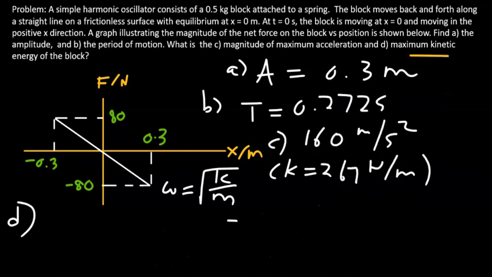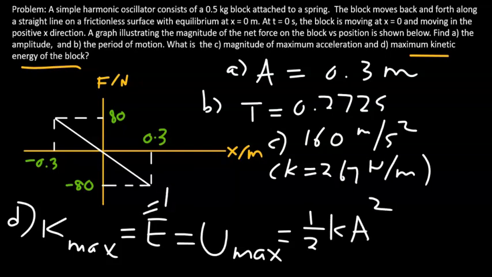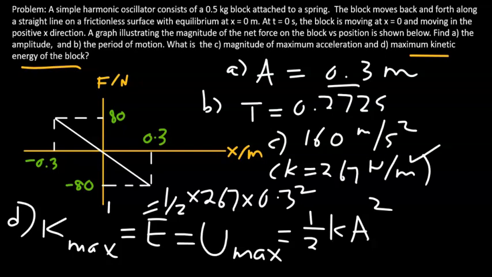Now part D, maximum kinetic energy of the block. From energy principles, we know the maximum kinetic energy of the block is given by the total mechanical energy, which can be the same as the maximum elastic potential energy, and that we can calculate. Half times the spring constant times the square of the amplitude. So you get half times k, which is 267, that's from here. Amplitude is 0.3, so 0.3 squared, which will give you 12 joules as an answer for part D. And that solves the problem.